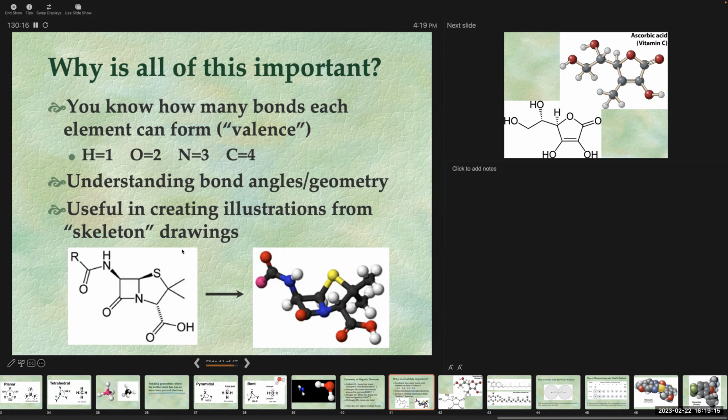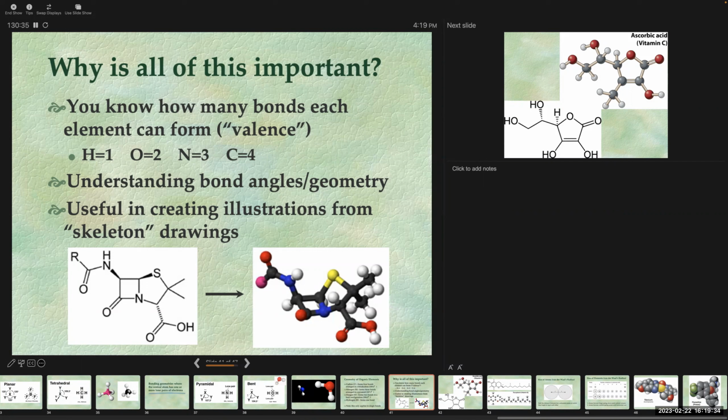So every corner point and every endpoint of a black line in one of these stick drawings represents a carbon atom. To save time and save clutter, they just omit the carbons. You just have to know they're there. The other thing is that most of the hydrogens are also missing.